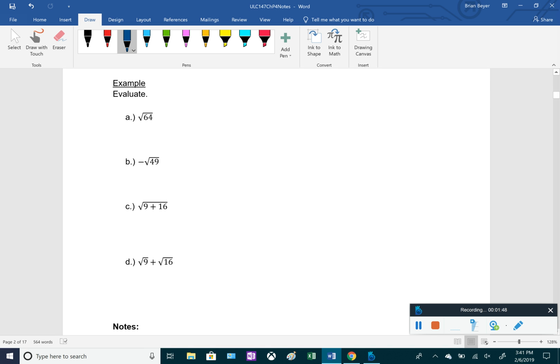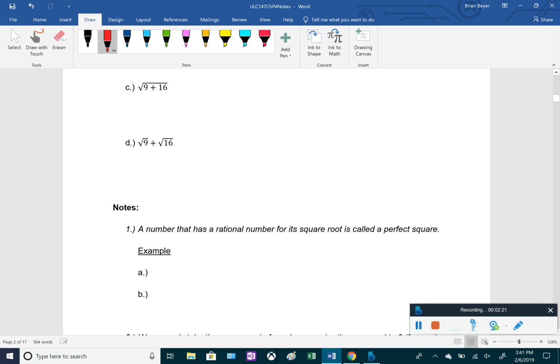So let's do a couple other examples here, just to get used to evaluating them. For the first one, we have the square root of 64, or radical 64. We have to think what squared equals 64, and that's going to be 8, because 8 squared equals 64. Next one, negative square root of 49. The square root of 49 is going to be 7, and there's the negative out front, so it's negative 7. And that's because 7 squared equals 49.